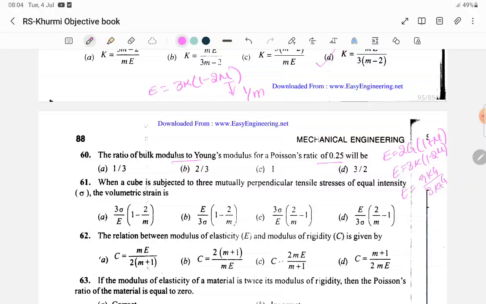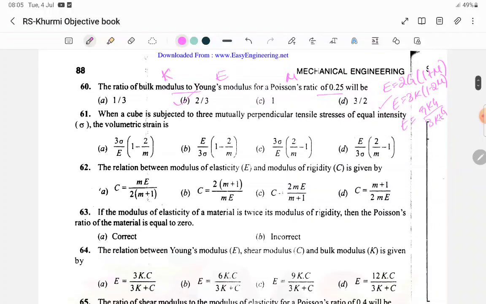Now this one, bulk modulus, that is K, and Young's modulus E, and the mu they have given. So which formula do you have to apply? The second formula, and they want the ratio of K by E. So you will get question 60 answer as B. So this much you have to do at least. Already I am providing everything, formulas and everything. You have to just substitute and get the answer.